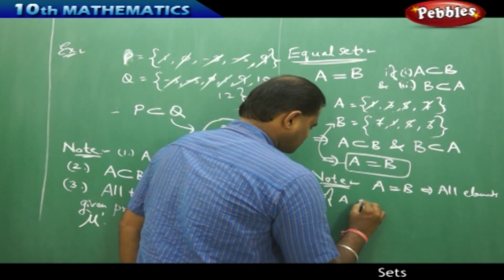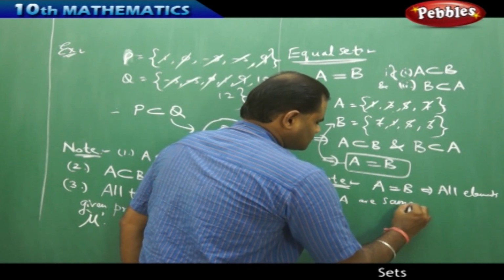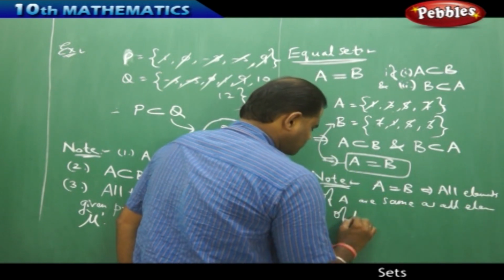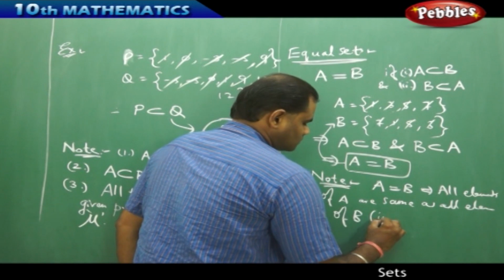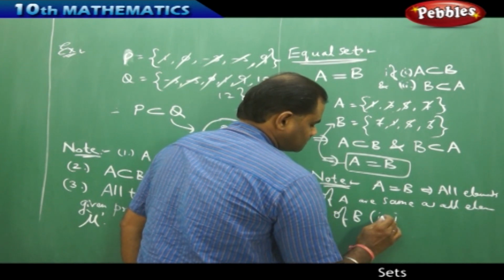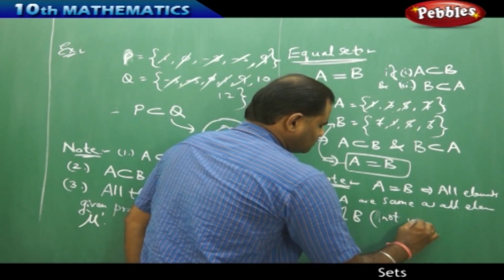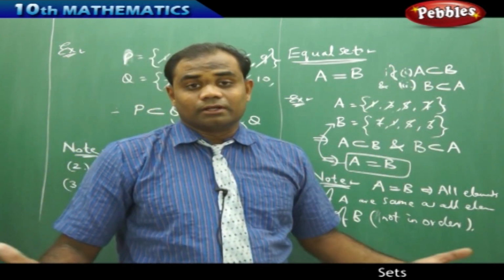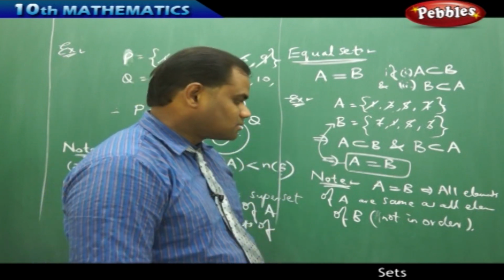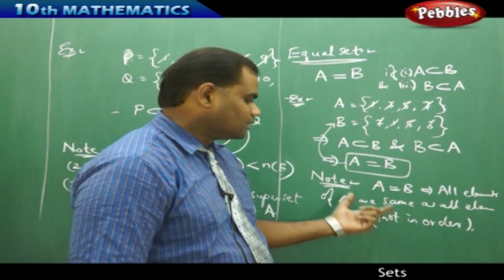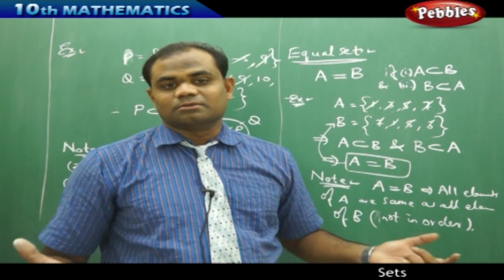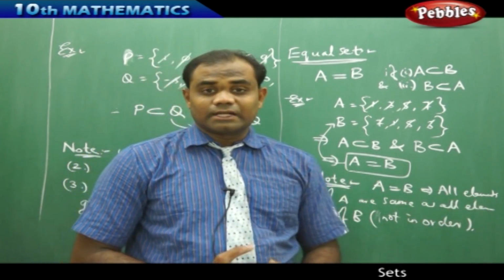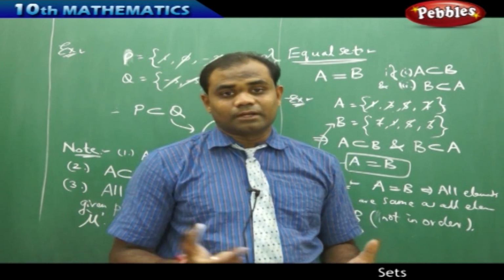So I make the learning outcome here that A equal to B implies all elements of A are the same as all elements of set B, though they may not be in order. The elements, when aligned in order, will definitely be the same, and hence equal sets imply the elements of set A are the same as the elements of set B.